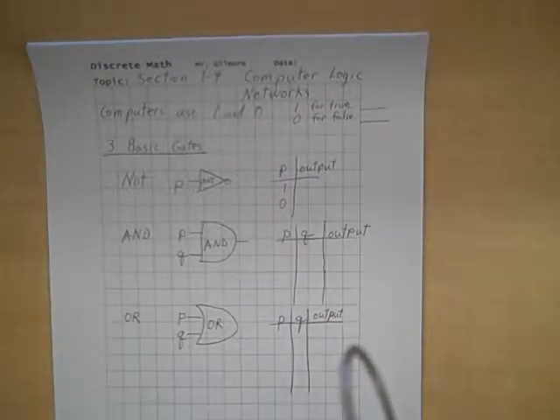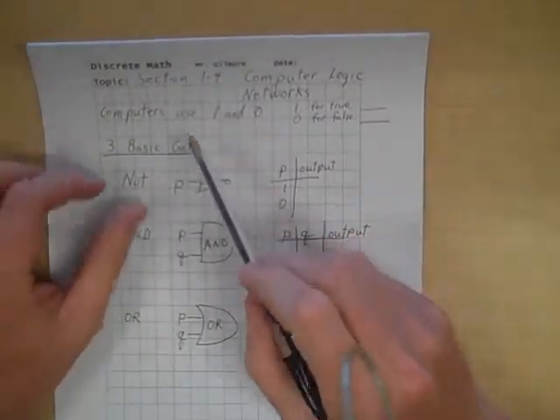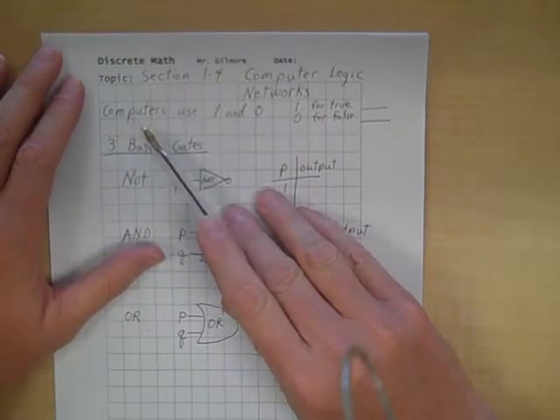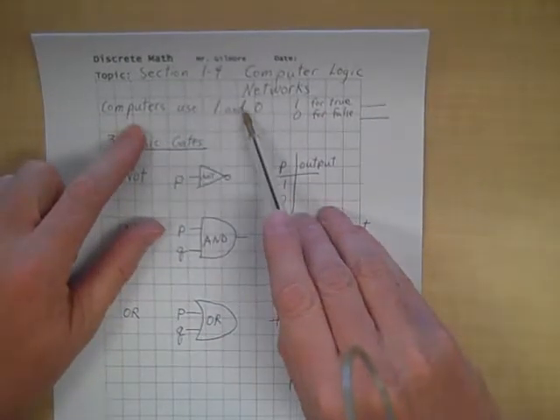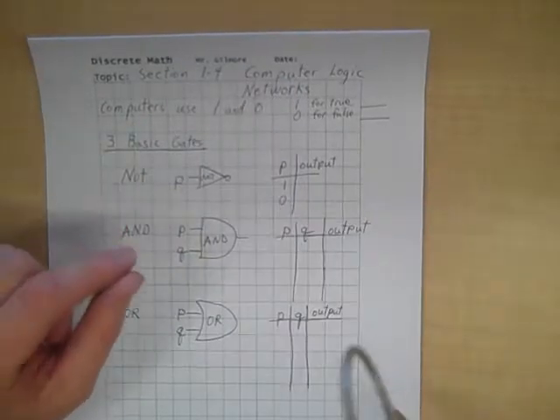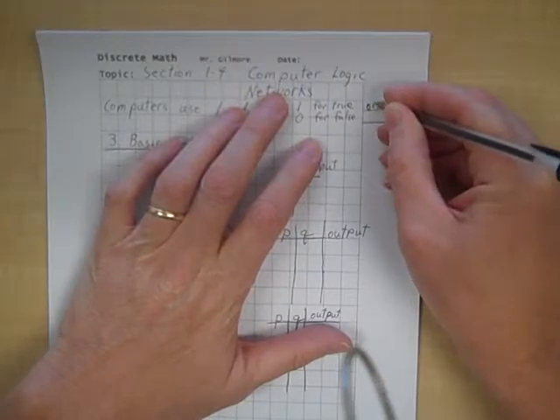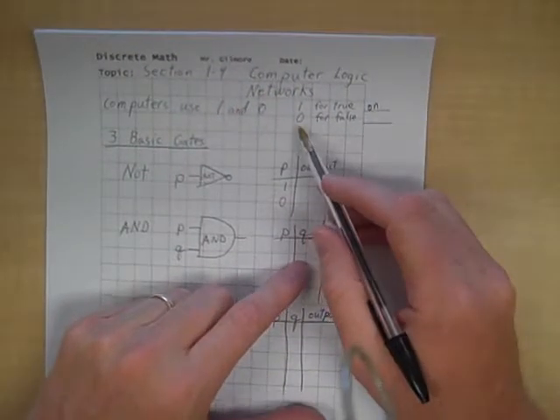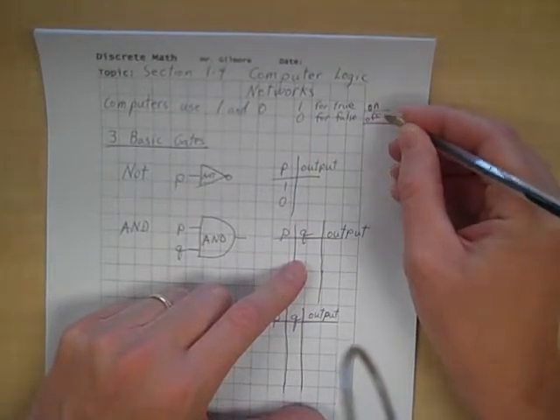Hi everyone. We got section 1.4, computer logic networks in discrete math. And what we'll see is these are very much like our truth tables that we had, but computers use 1 and 0. 1 is for true, and that turns a switch on in the computer program. 0 is for false, and that turns a switch off.